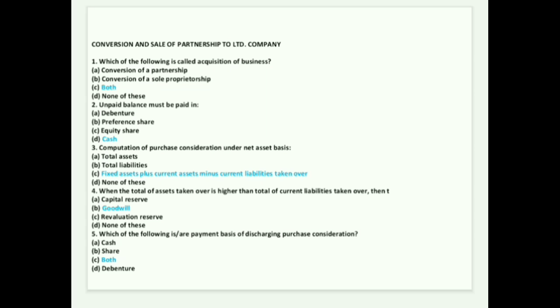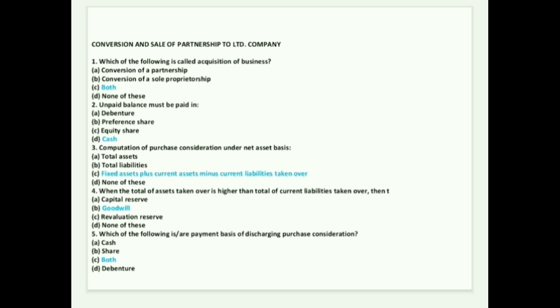Computation of purchase consideration under net asset basis: total asset, total liabilities, fixed asset plus current asset minus current liabilities taken over. Well, the third is the correct answer. Purchase consideration under net asset basis is fixed asset plus current asset minus current liabilities taken over.